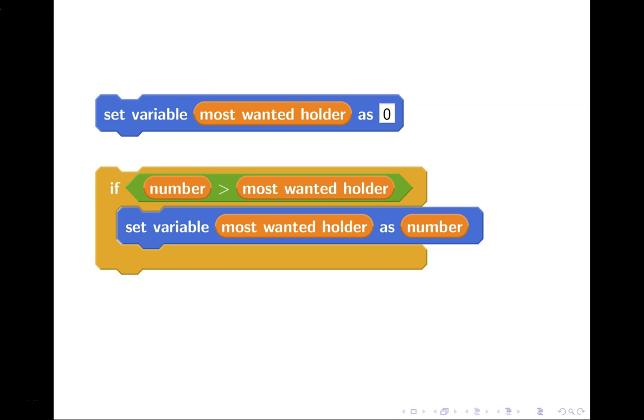So this ensures that the most wanted holder is always the highest number, because we have a clear criteria that if we see something that's higher or more interesting than what we currently have, we'll just store the new thing into most wanted holder. And of course, to make this work, we need to go through a bunch of data.